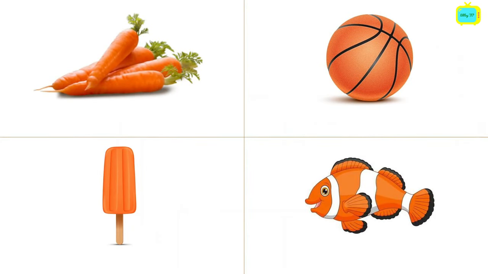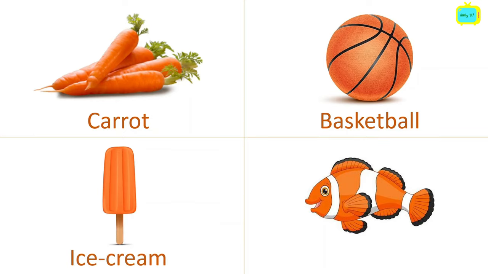Orange. Orange color. Now let's see what things we have in orange color. Carrot. Orange carrot. Basketball. Orange basketball. Ice cream. Orange ice cream. Clownfish. Orange clownfish.